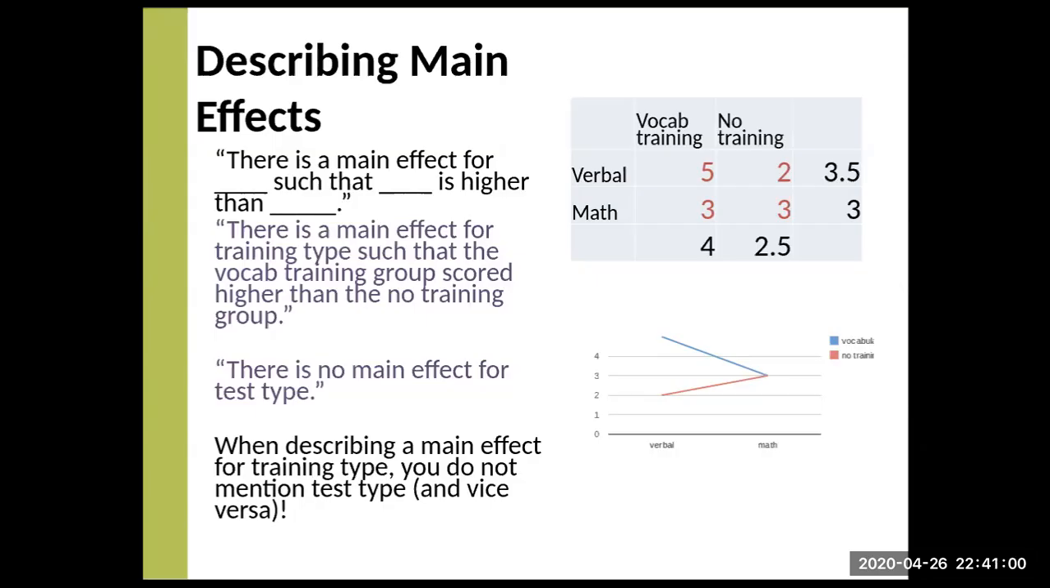2 by 2, saying that there's two 2's means there's two variables. The first 2 is variable 1's levels. The second 2 is variable 2's levels. So here we have test type, verbal and math, and we have training type, vocabulary training versus no training, which would be their control group, right? Looking at it, that gives us 4 groups: verbal with vocabulary training, verbal with no training, math with vocabulary training, and math with no training.